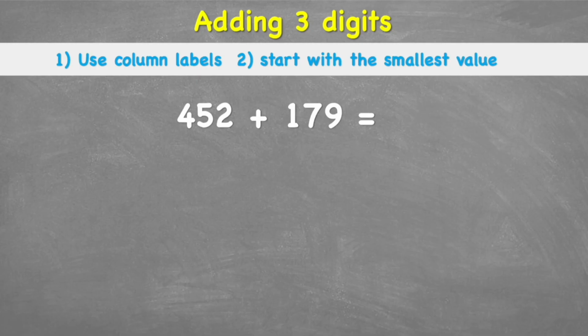Okay, cool. So our 2 tips for today. Number 1, we're going to try and use column labels. We'll see what that means in a moment. And number 2, we're going to start with the smallest value. Again, we'll see what that means just now.